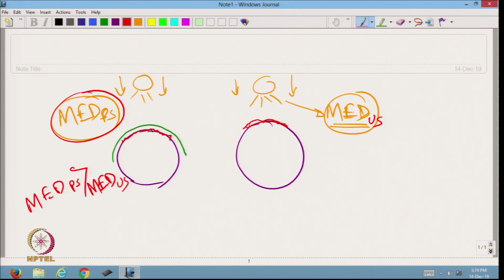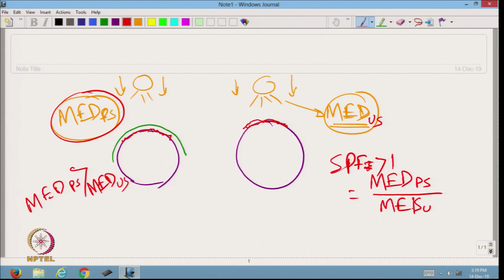So, that is why the sun protection factor, SPF, is more than 1. MED of the protective surface over unprotected skin. So, this is protected skin and unprotected skin. The ratio here shows the sun protection factor.